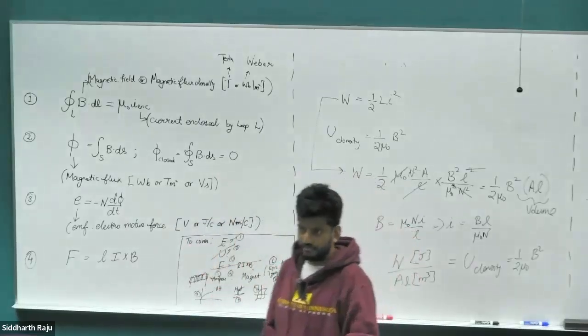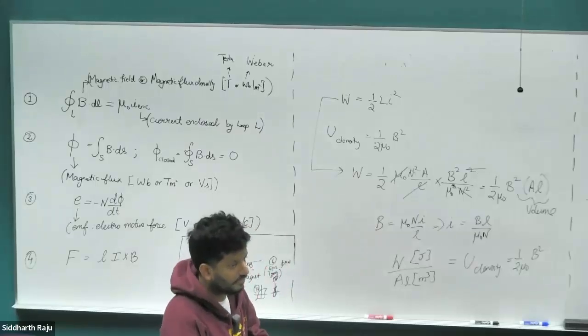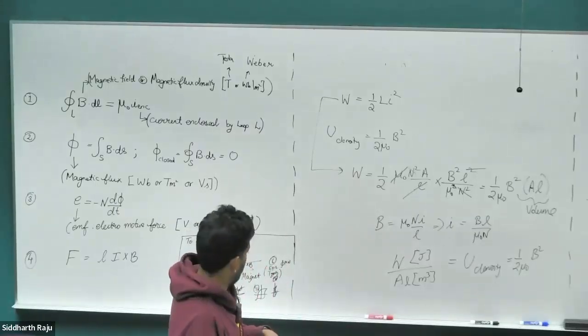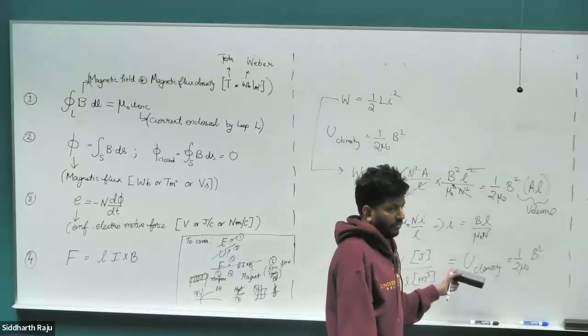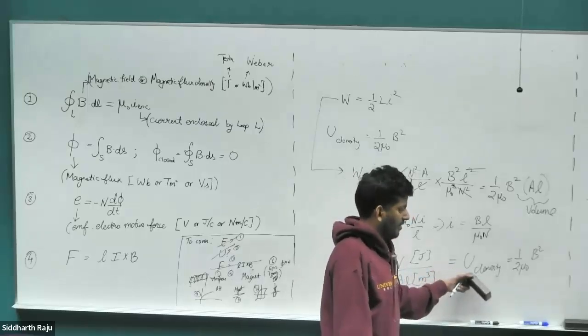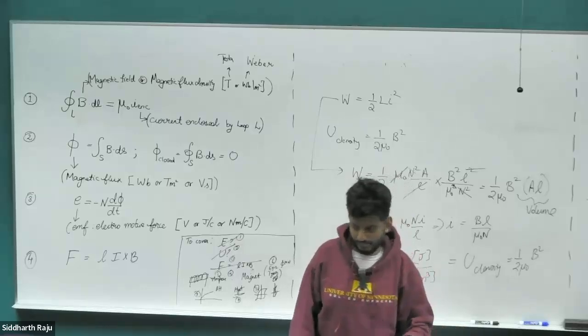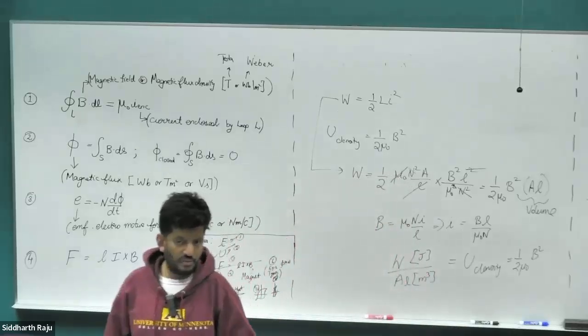Anybody any questions? The U density, what is that? I'm sorry, I missed it. Oh, this is the energy density of a magnetic field. Oh, thank you. So per unit volume, how much energy a magnetic field can take? Anybody else any other questions?